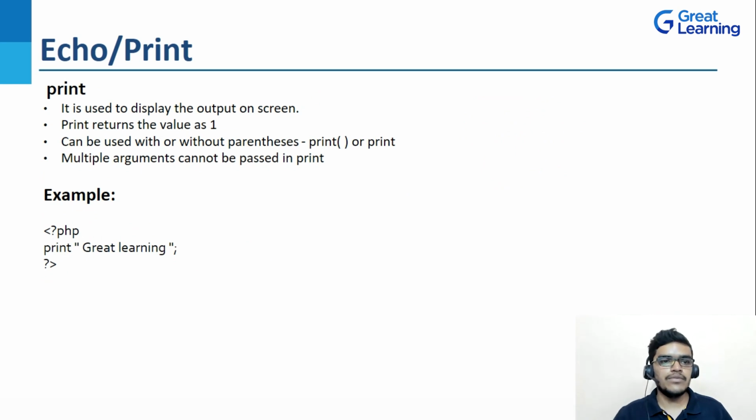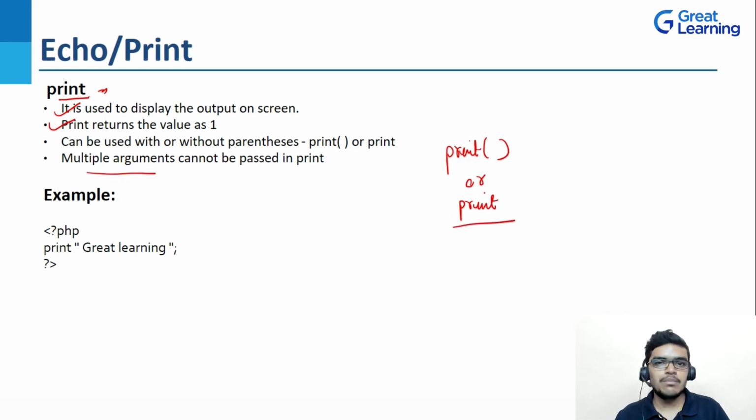Now coming to the print function. Just like echo, it is also used to display the output on the screen, but print returns the value 1, that is an integer value, right? And it can also be used with or without parentheses. So you can write the print function like this, and you can also write it in this way too, right? Always remember that in print multiple arguments cannot be passed, whereas in echo you can pass multiple arguments.